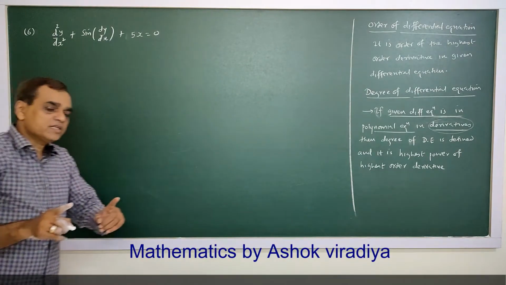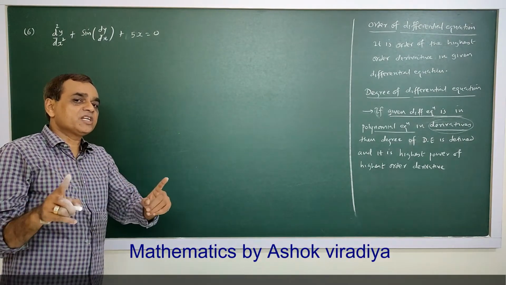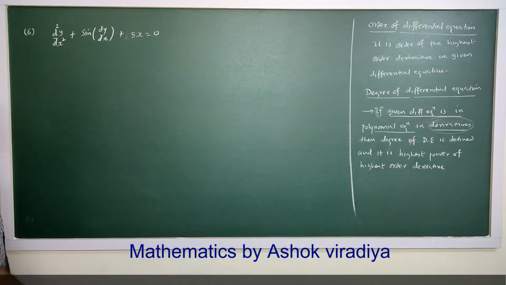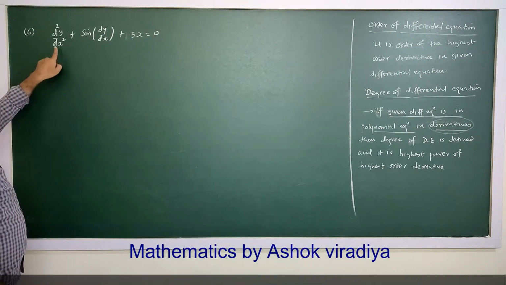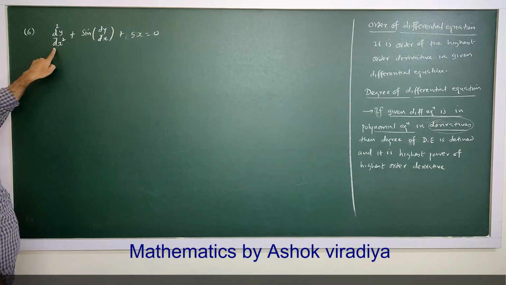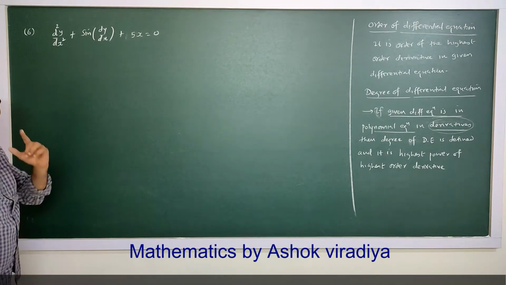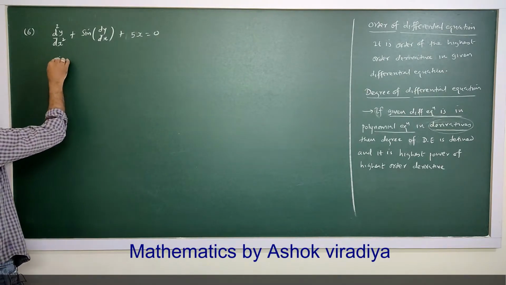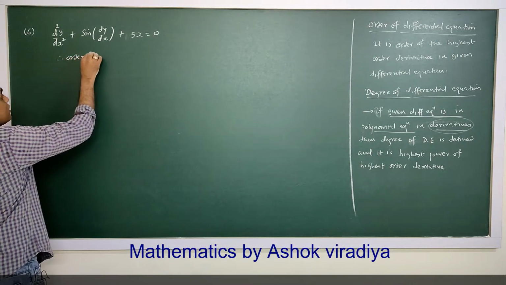See, the order of every differential equation is defined. Here check the order. This is a second order derivative, this is a first order derivative. The highest order is 2. So the order of the highest order derivative is 2. So the order of this differential equation is 2.